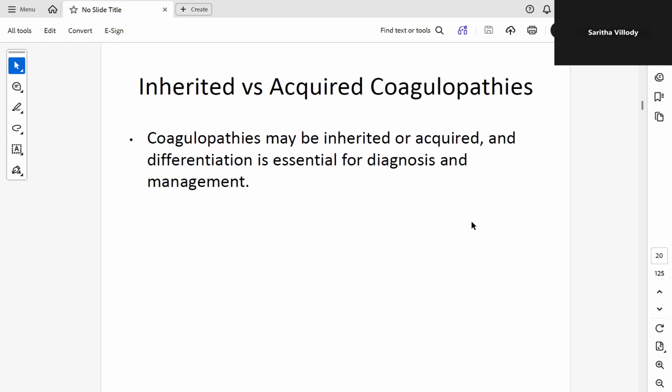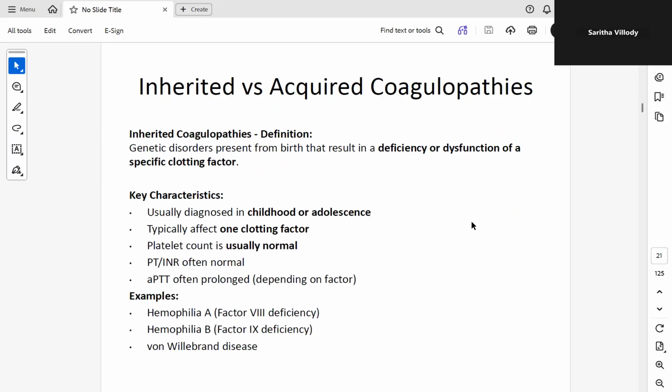Now, let's look at different types of coagulopathies. I skipped a slide which is about vitamin K deficiency, which we're going to learn in detail later in the class. So there are two different types of coagulopathies. One is inherited, which is usually a genetic disorder and a deficiency or dysfunction of a specific clotting factor. A good example is hemophilia.